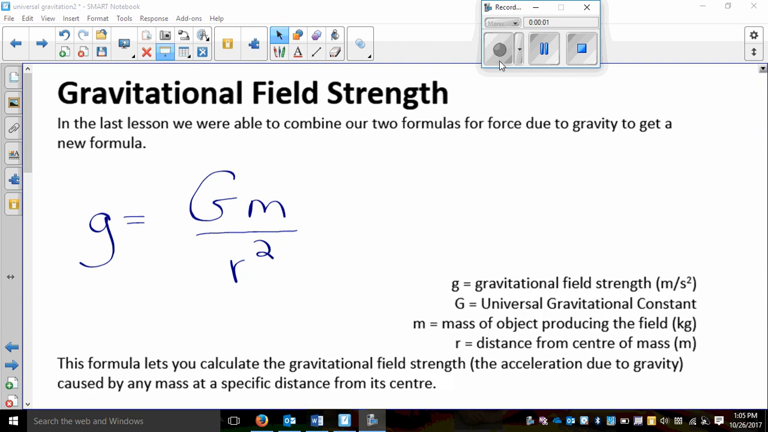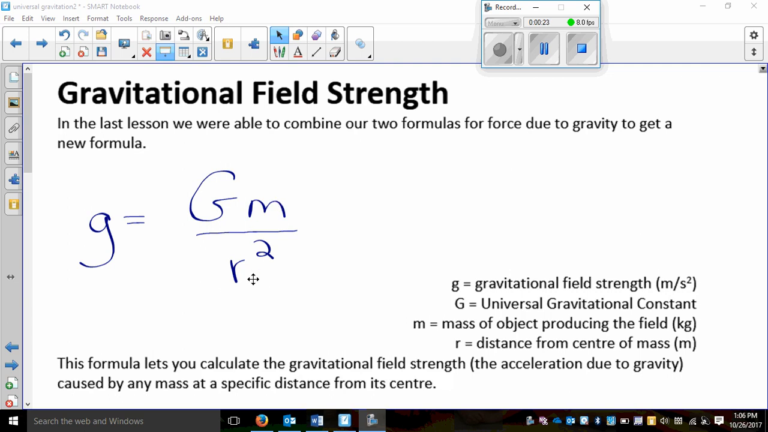Gravitational field strength, in meters per second squared, is equal to big G, the universal gravitational constant, times the mass of the object producing the field over the distance from the center of the mass, all squared. Okay. Big G is a constant on your formula sheet. It should be at the back. So that's always a constant.